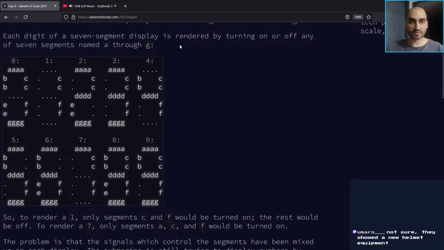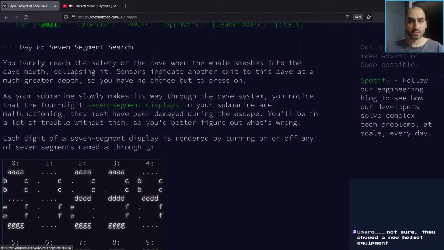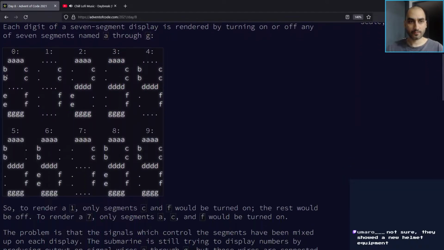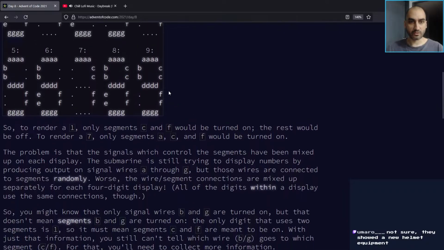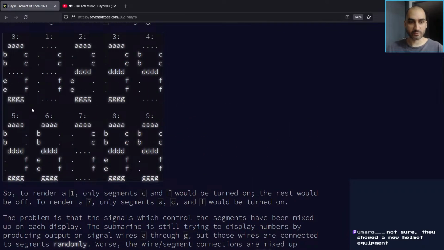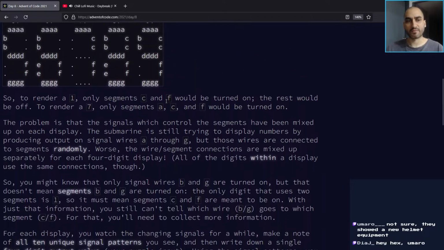Each digit of a 7-segment display is rendered by turning on or off any of 7 segments named A through G. So to render a 1, only segments C and F would be turned on, the rest would be off. To render a 7, only segments A, C, and F would be turned on. Yeah, okay. The problem is that the signals which control the segments have been mixed up on each display. The submarine is still trying to display numbers by producing output on signal wires A through G, but those wires are connected to segments randomly.